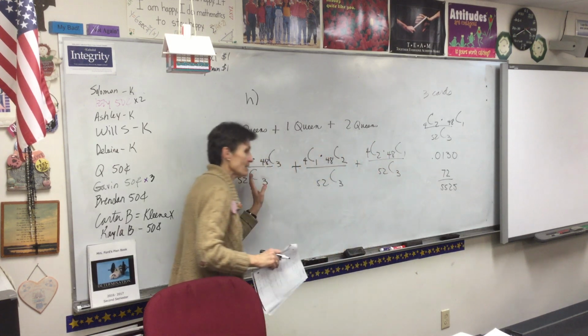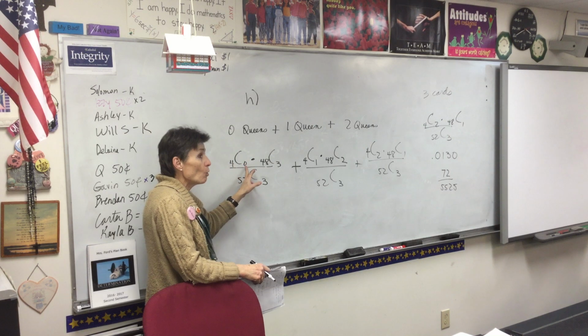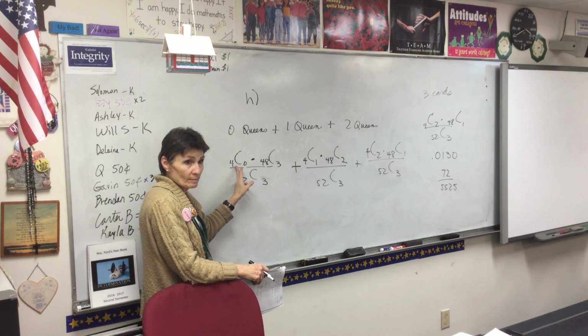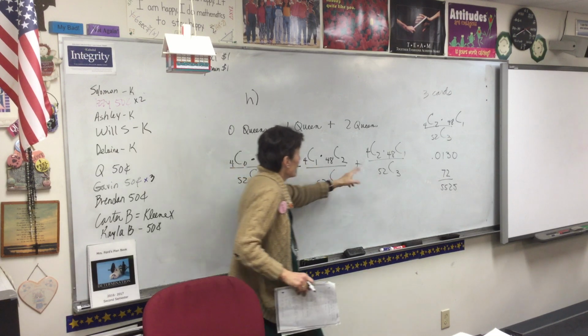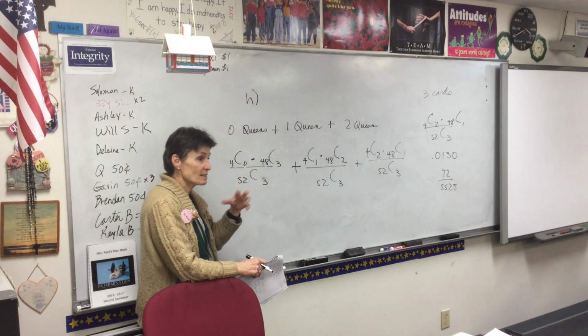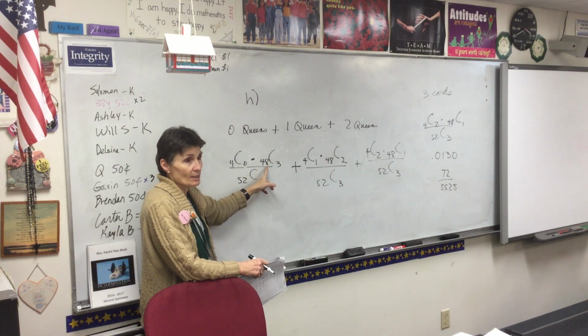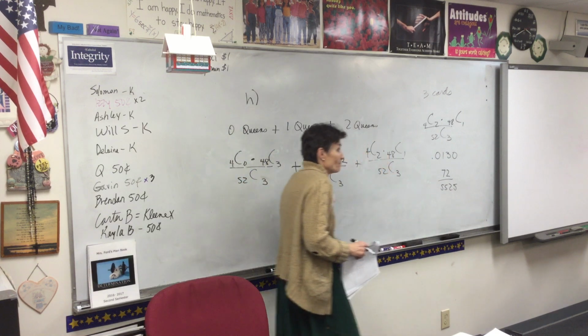So do you kind of see what's going on here? There's kind of a pattern. We're picking no queens out of 4, 1 queen out of 4, and 2 queens out of 4. And then the other cards in my hand are anything else. So here I needed 3 of them, here I needed 2 of them, and here I needed 1 of them.